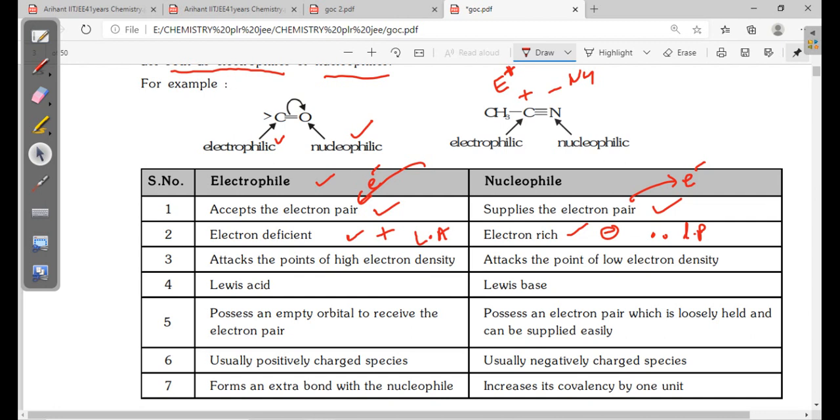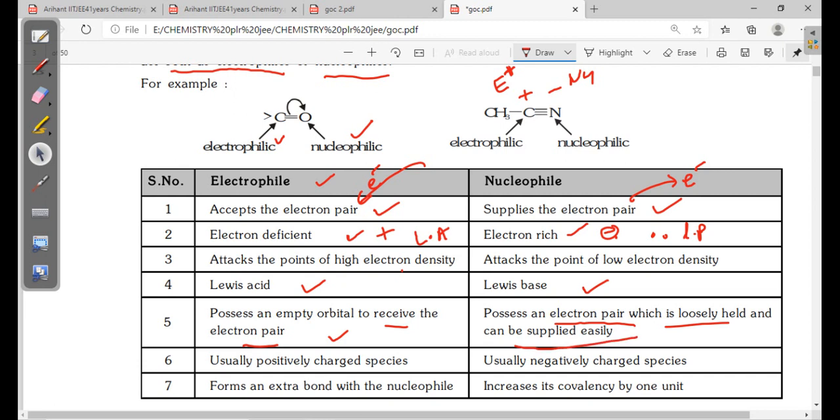The electrophile attacks the points of high electron density. Of course, positive charge means these particles attack wherever electron density is more. In the case of a nucleophile, it attacks the point of low electron density. Here electron density is there, so obviously this negative charge will attack the positive charge. For example, these are Lewis acids, and Lewis bases in the case of nucleophiles. An electrophile possesses an empty orbital to receive the electron pair. A nucleophile possesses an electron pair which is loosely held and can be supplied easily.